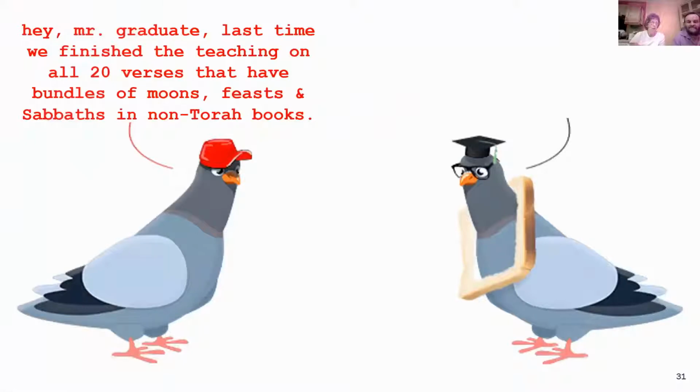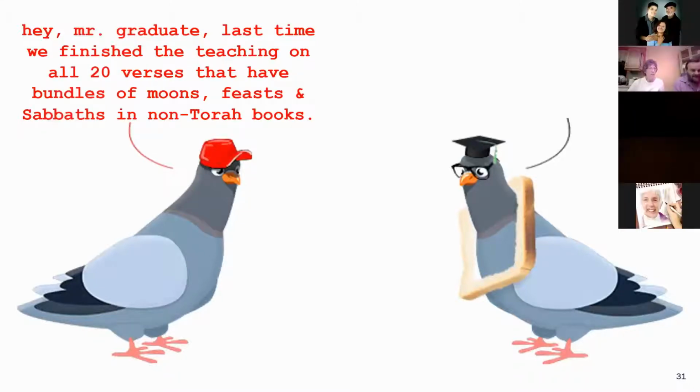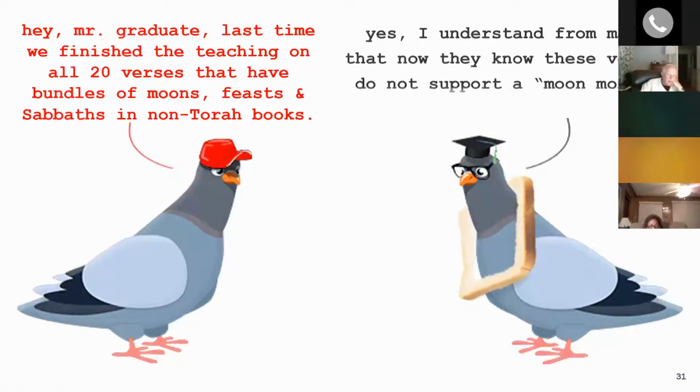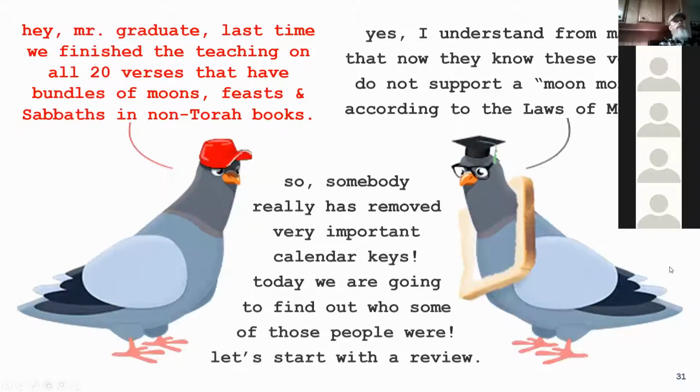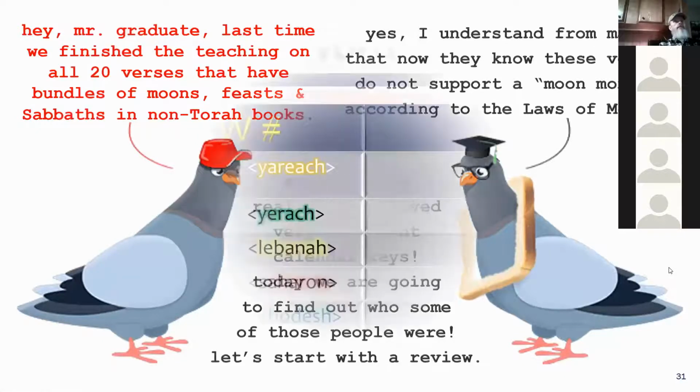So we have our little graduate birdies back, and they're going to help us with our study. Hey, Mr. Graduate, the last time we finished the teaching on all 20 verses that have bundles of moons and feasts and Sabbaths in non-Torah books. Yes, I understand from many that they now know these do not support a moon month according to the laws of Moshe. So somebody really has removed very important calendar keys. Today we are going to find out who some of these people were. Let's start with a review.